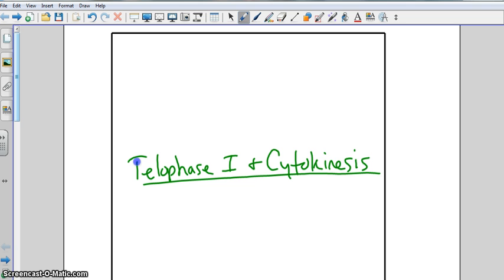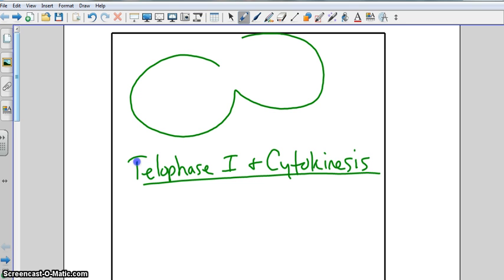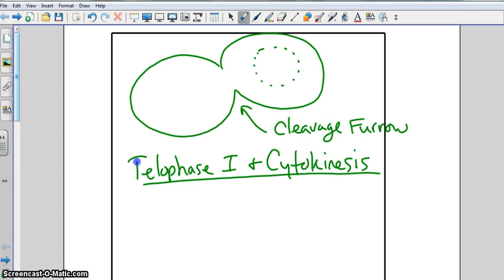And so I'm going to draw 2 cells that are kind of starting to divide. Now these are animal cells, so they're pinching together in a what? What do we call that? Cleavage furrow. And what are some things that typically happen in telophase and mitosis? What's something that comes back? The nucleus. All right, the nucleus starts to come back, so I'm going to draw the nuclear envelope coming back.